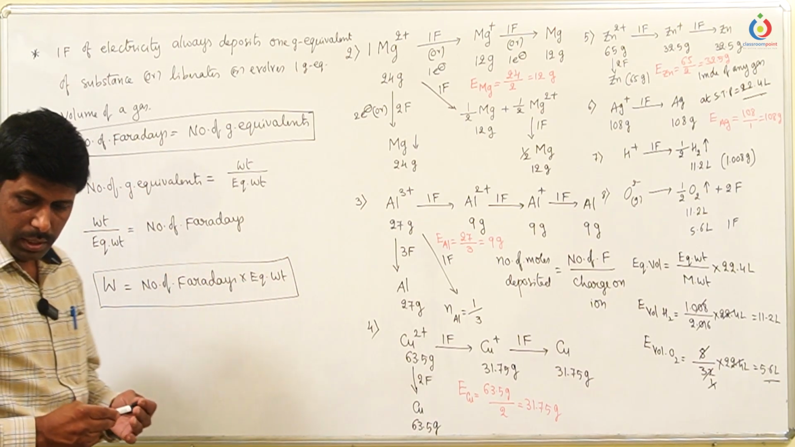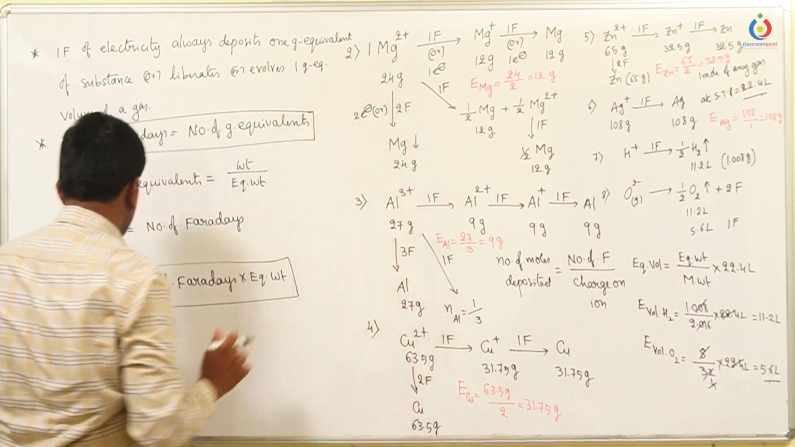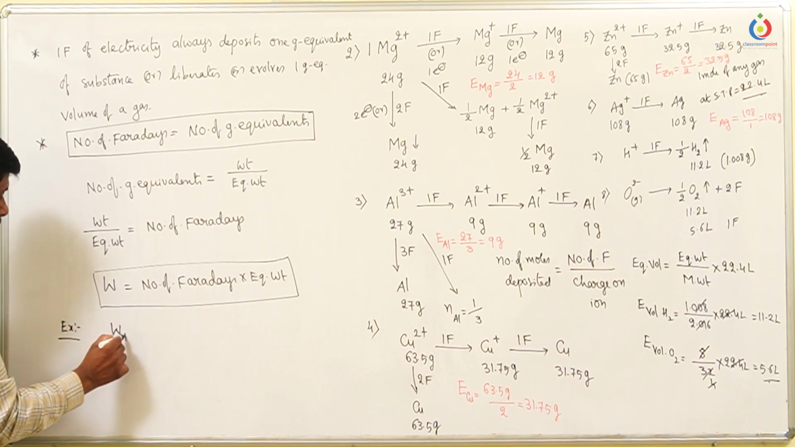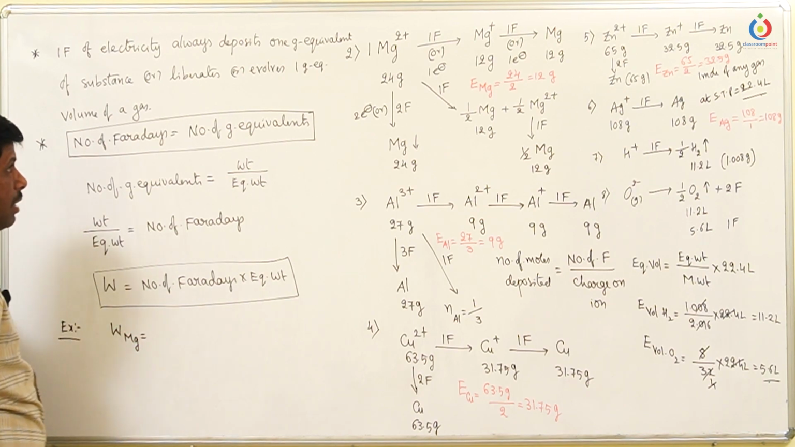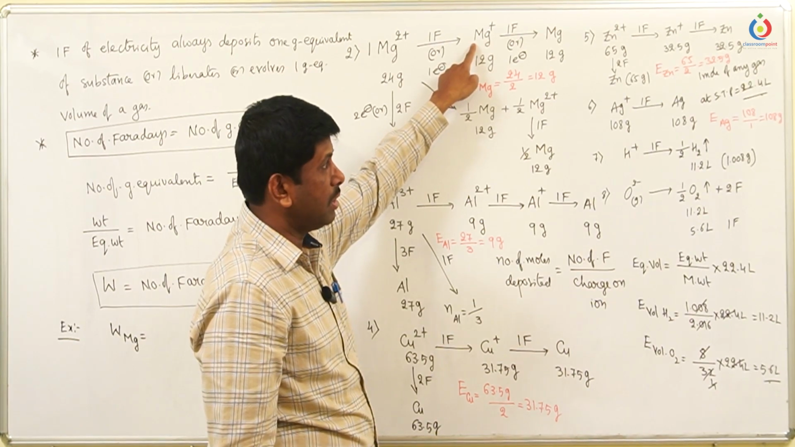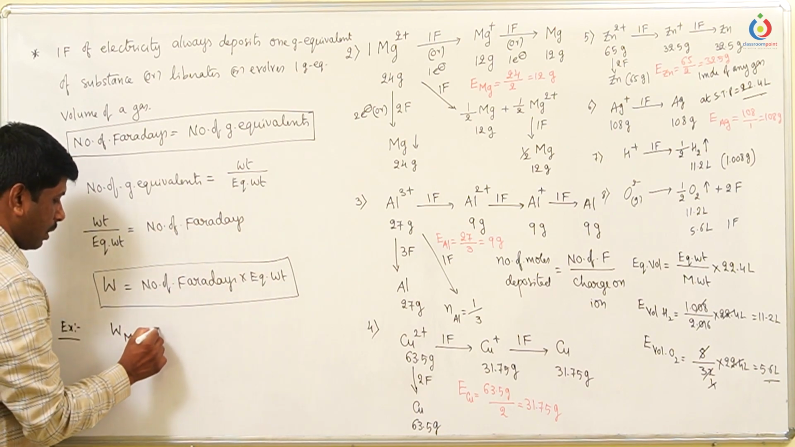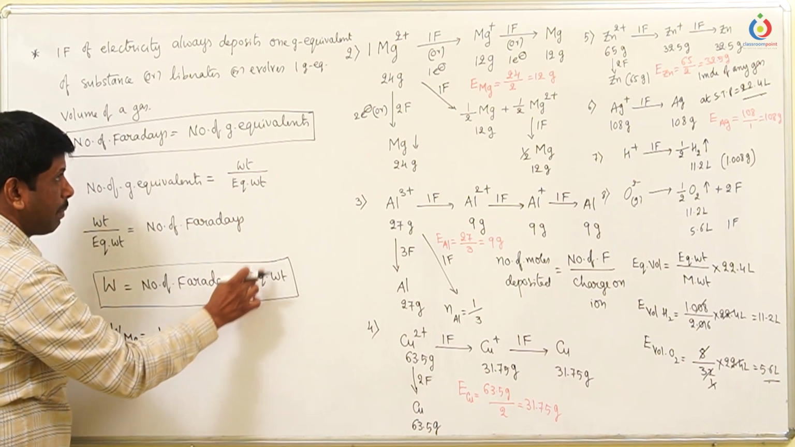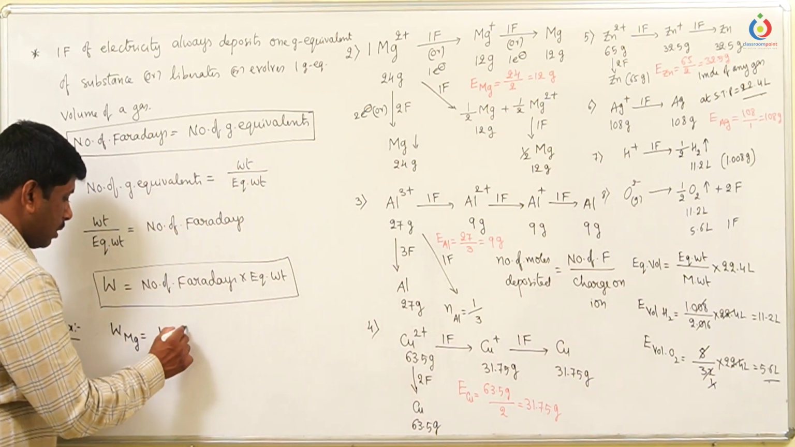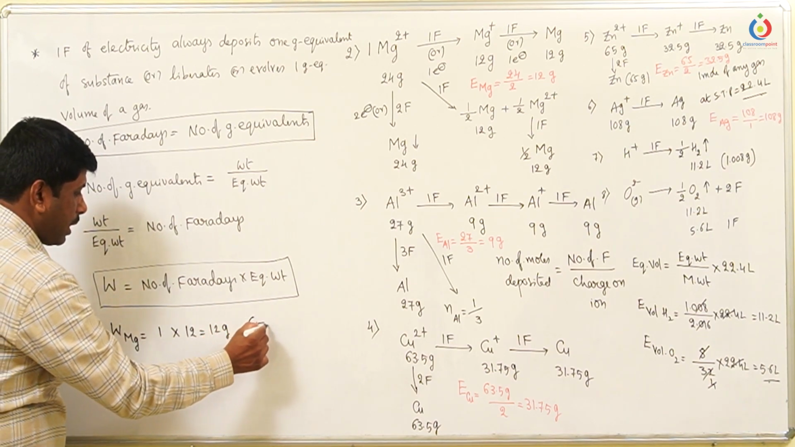Let us see this case. For example, let us take the example of magnesium only. Mass of magnesium deposited by sending 1 Faraday of electricity: by sending 1 Faraday, 12 grams of magnesium gets deposited. Let us see how to calculate it. I am sending only 1 Faraday, so 1 into equivalent mass of magnesium. Equivalent mass of magnesium is 12 grams, so that gives 12 grams. This is for 1 Faraday.